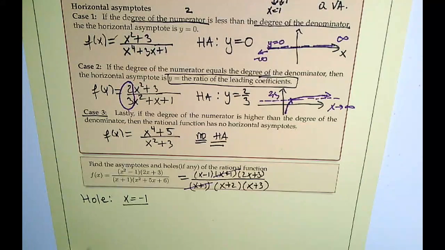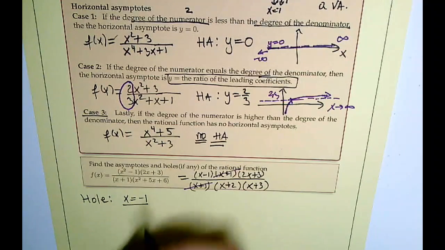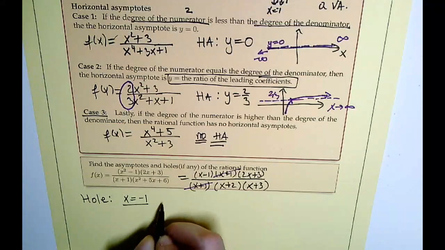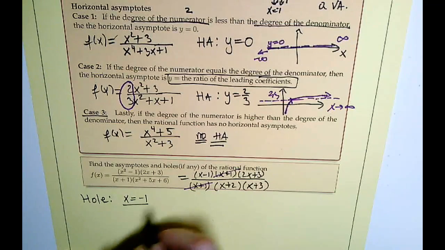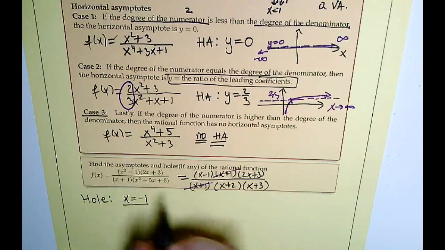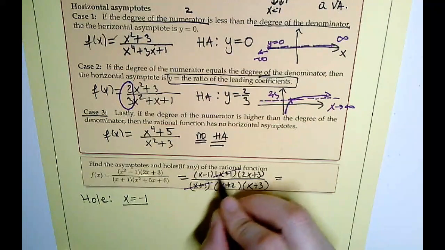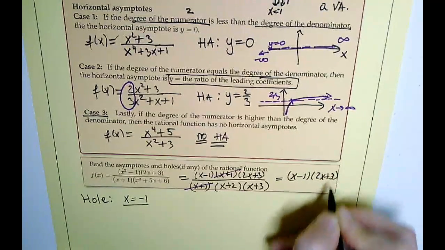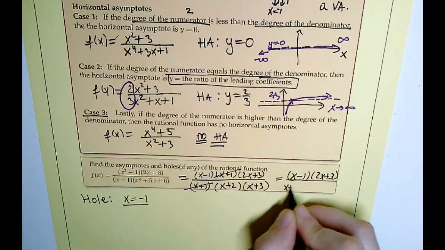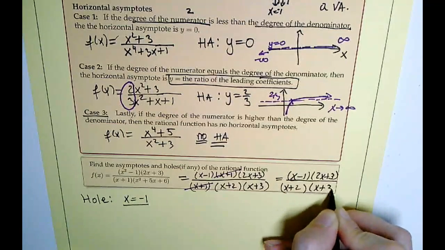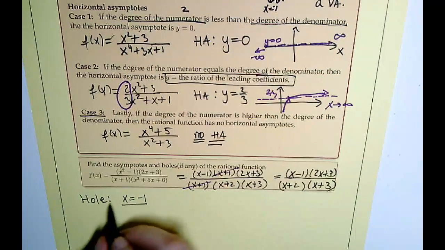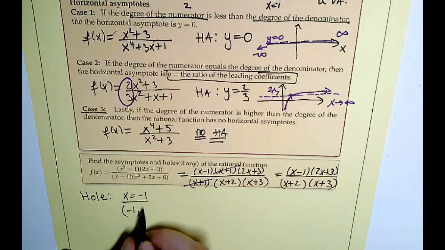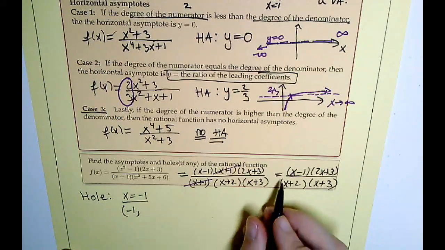So at x equals negative 1, the hole is actually a point, so I have an x value and a y value. How do I get the y value? Well, I plug x equals negative 1 into the function. My function after the cancellation is x minus 1 times 2x plus 3 over x plus 2 times x plus 3. So the x coordinate of the hole is negative 1. To find the y coordinate, I plug negative 1 into the function.